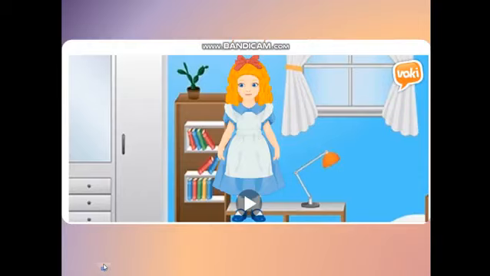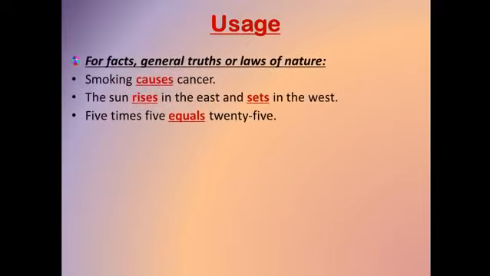Okay, so let us start by seeing again when do we use the present simple. The first thing that we use the present simple for is for facts, general truths, or laws of nature. Like we said, facts or general truths are things that do not change or never change. They are always there and we all know about them. For example, the first example, smoking causes cancer. We all know that smoking is bad for your health, and we all know that it can cause cancer. So this is a fact, okay? This is a general truth.